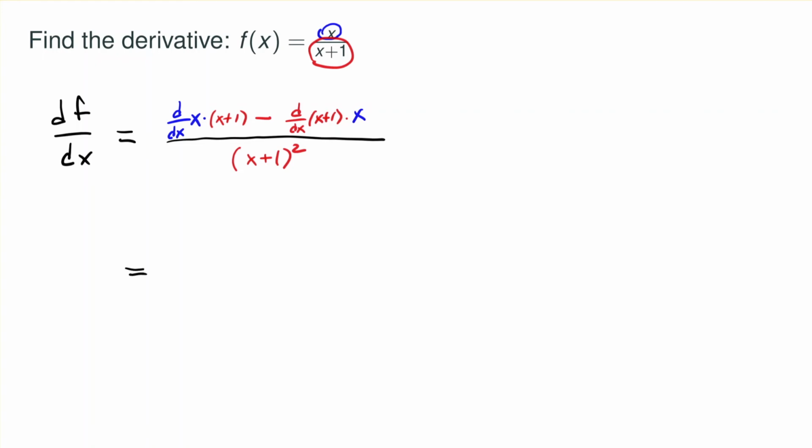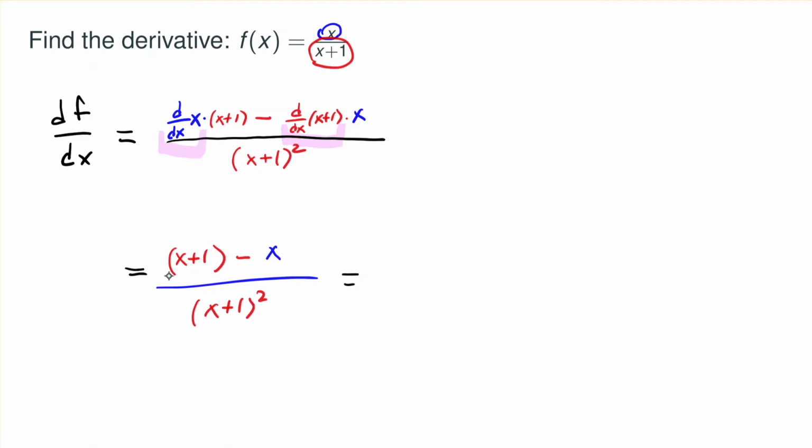So then we can take the derivative right here and right here. Derivative of x is 1. So the only thing we have left here is x. Use different color. x plus 1 minus derivative of x plus 1, which is also 1. Derivative of x is 1. Derivative of 1 is 0. So we have minus x. Entire thing over x plus 1 square.